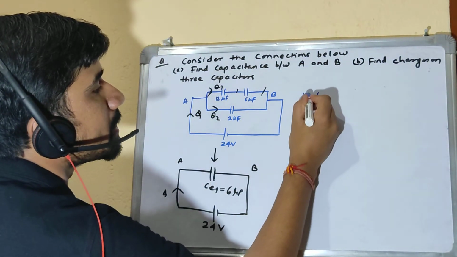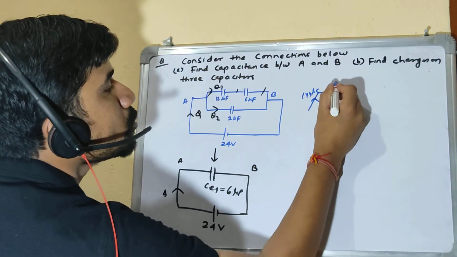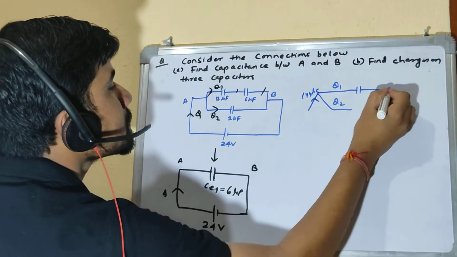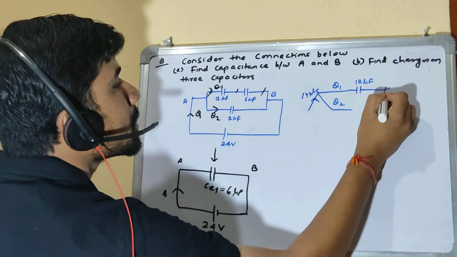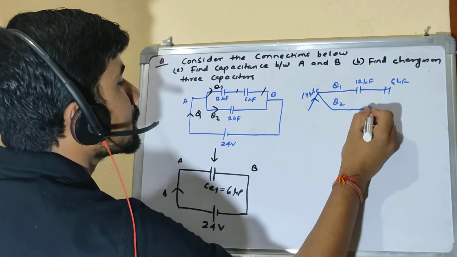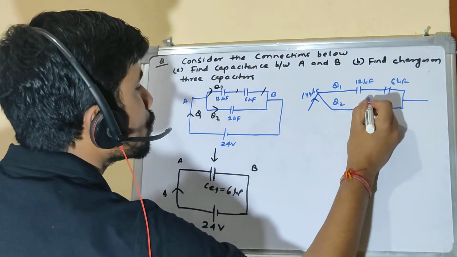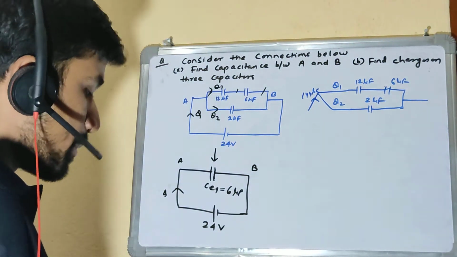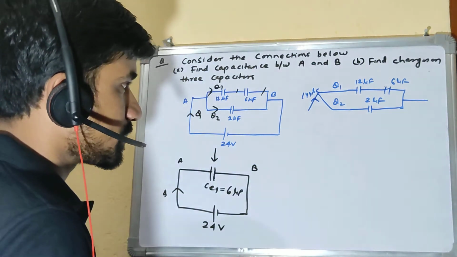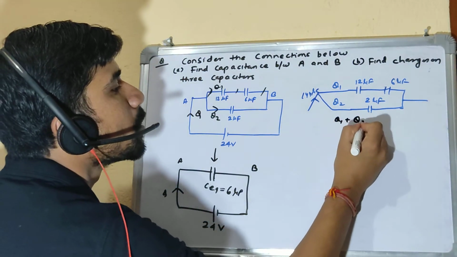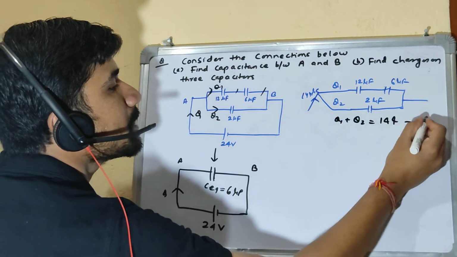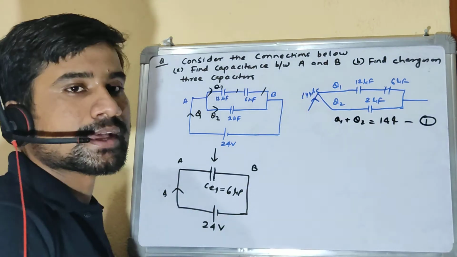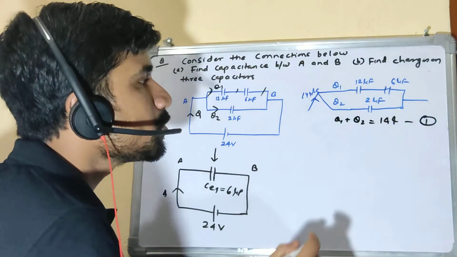is entering as Q1 and Q2 in two separate branches, with the 12 microfarad and 6 microfarad in one and the 2 microfarad in the other. But overall, by conservation of charge, Q1 plus Q2 will be 144. So if I find one of them, I'll be able to find the other. Since I have only one capacitor in this branch, let's find Q2.